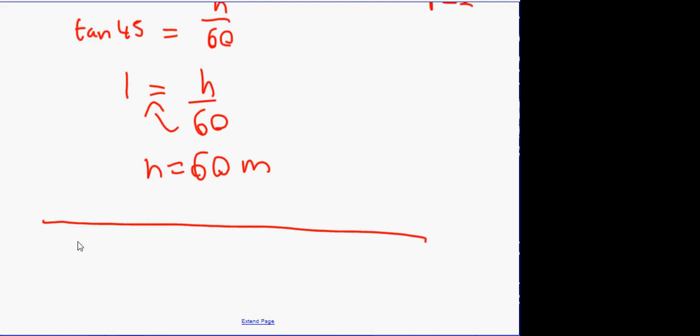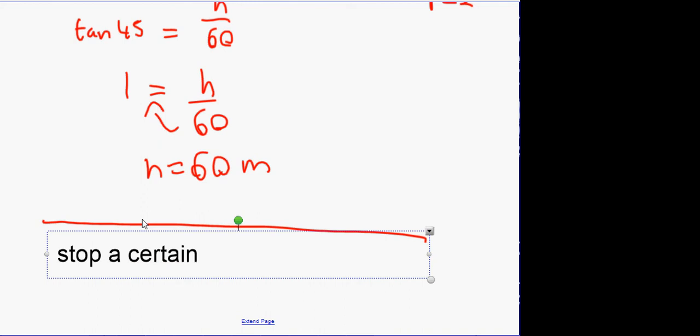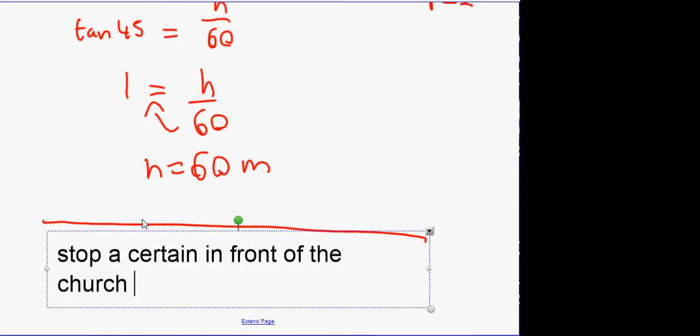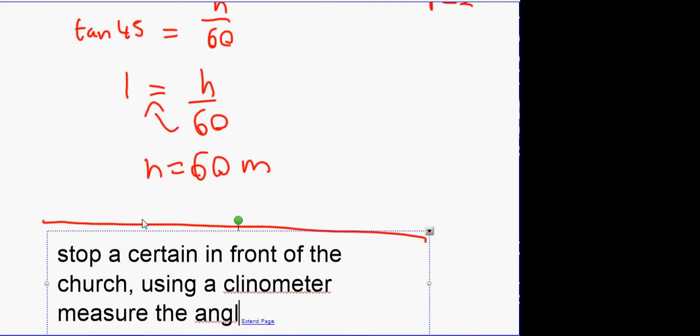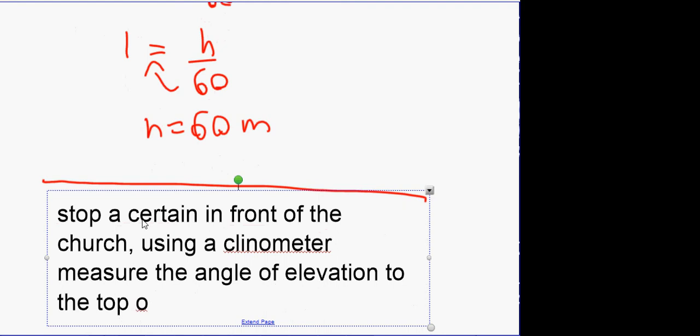So what we did first was, we got to explain this. Stop a certain distance in front of the church. Stop a certain distance in front of the church using a clinometer. Measure the angle of elevation to the top of the church.